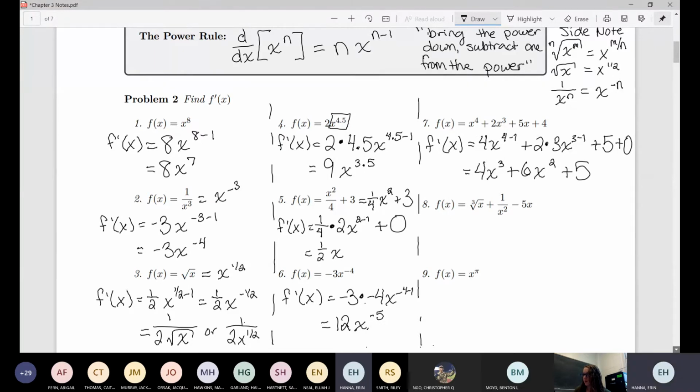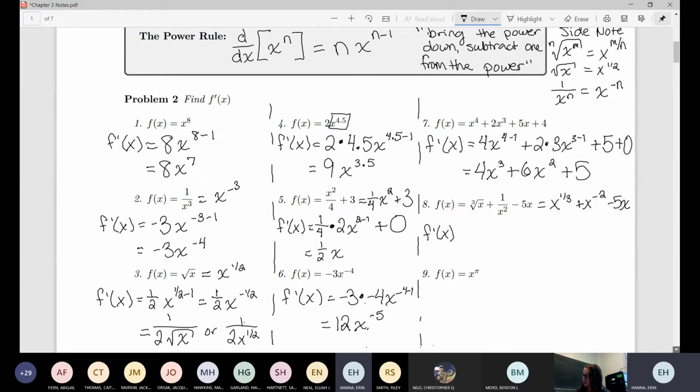For number 8, we should rewrite first, which means we haven't taken a derivative yet. Why am I doing a plus? Because those first 2 terms are not in the correct format. Again, once you get really good at these, you can start doing them in your head, and you don't necessarily have to write that extra step of showing what it is actually equal to.